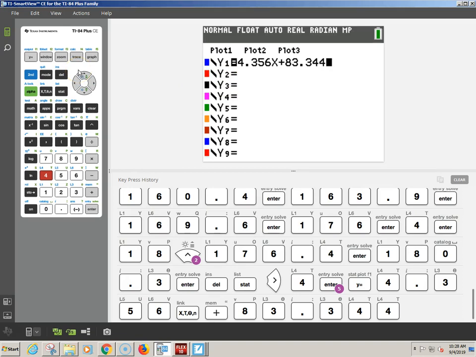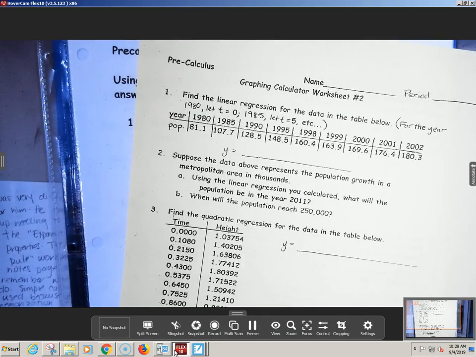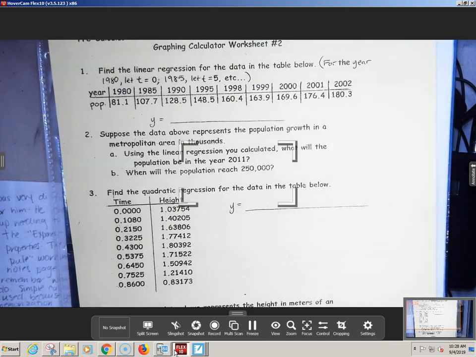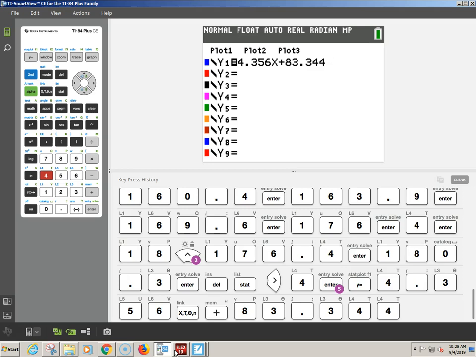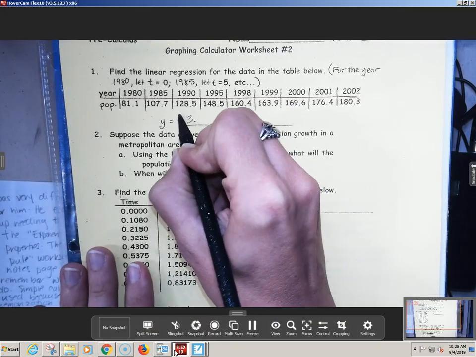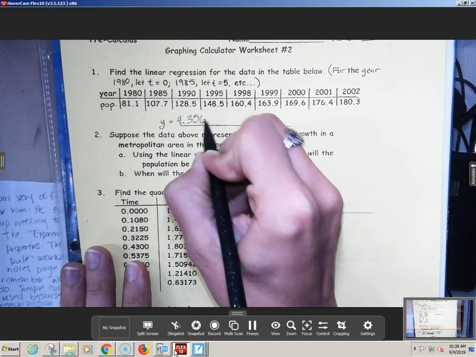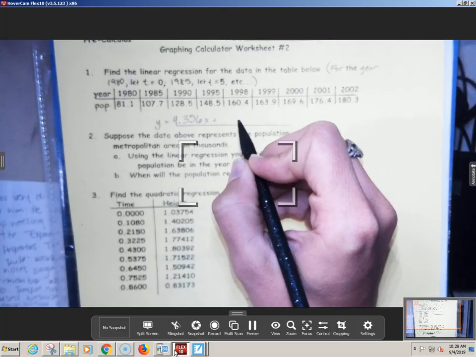Like for instance, in number 2, what does it ask me to use it to do? What will be the population in the year 2011? How can I use this to find that? Hold on, we have to think about variables. If the year is 2011, is that an x or a y? X. Okay, so when we're looking at this, we have our equation. Let's go ahead and write it. 4.356x plus 83.